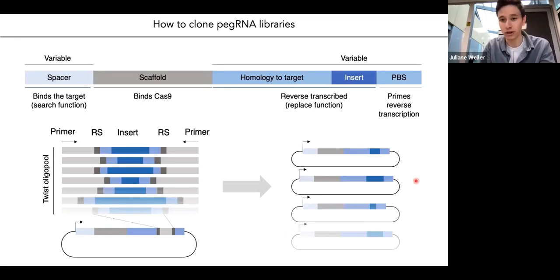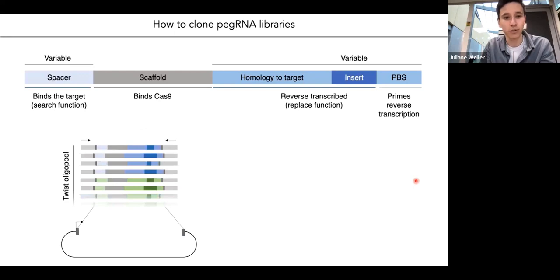However, then we ended up doing a lot of validations. We did smaller libraries. And what we noticed actually works reasonably well is to directly order the entire thing on one oligo. There's the option to order up to 300 base pair oligos, and we chose those, where you can put the spacer, the scaffold, the homology, the insert, and the primer binding site all in the same oligo, which also led to slightly more uniform libraries.